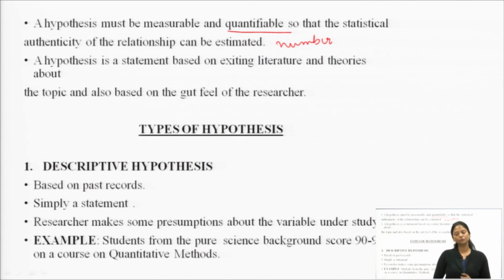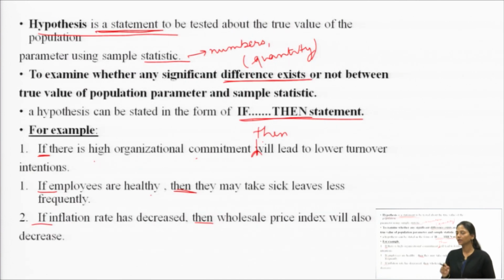So, a hypothesis which we want to study should be measurable and should give us some numbers, so that the statistical authenticity of the relationship can be estimated. That means, the relationship here is between the employees being healthy and the sick leave. If I have some measurable data, some mathematical, some statistical data with me, then this comparison between healthy and sick leaves can be studied more deeply.